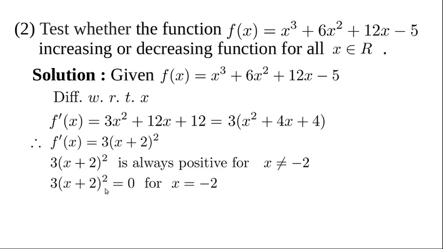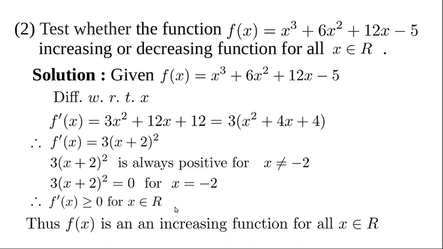And 3 times x plus 2 whole square equal to 0 for x equal to minus 2. Therefore, f dash of x greater than or equal to 0 for x belongs to R. So thus what we get is f of x is an increasing function for all x belonging to set of real numbers.